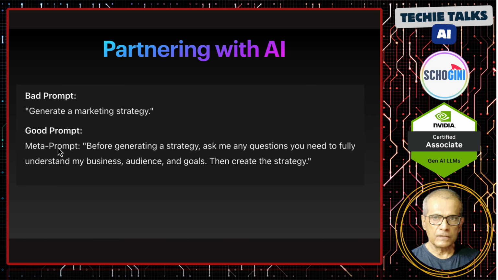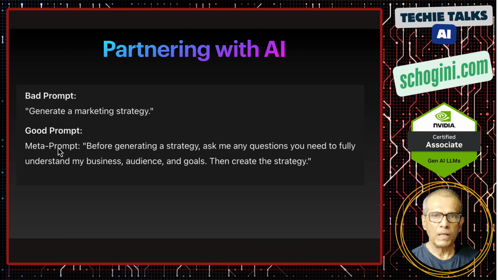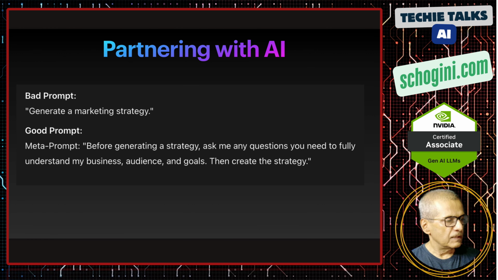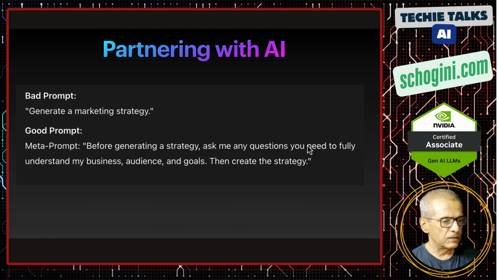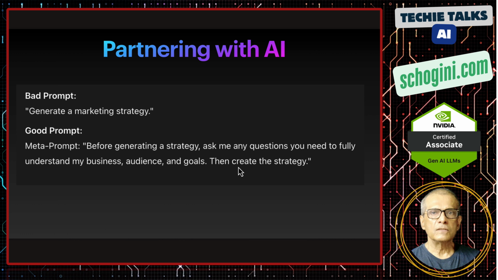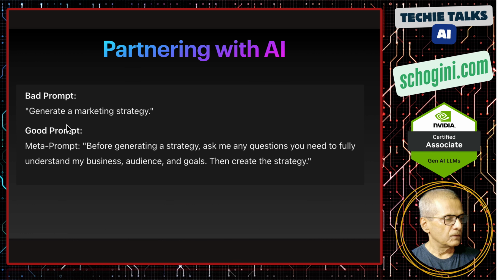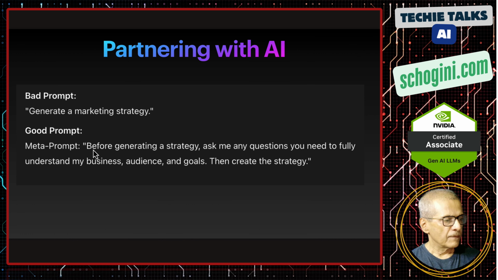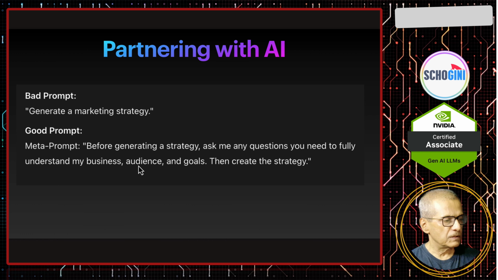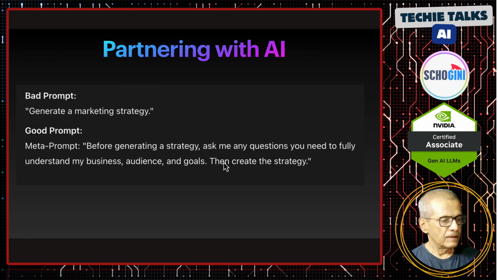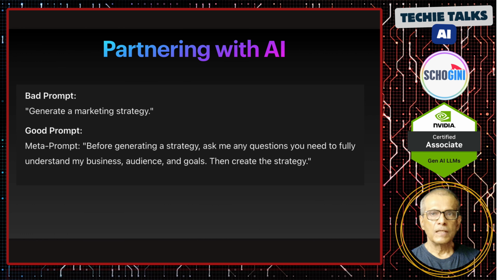Partnering with AI. So that is treating AI as a partner. Instead of generating a marketing strategy, you can use a meta prompt. Before generating a strategy, ask me questions you need to fully understand my business, audience, and goals. Then create the strategy. So you say, generate a marketing strategy. In continuation of that prompt, you can say, before generating a strategy, ask me any questions you need to fully understand my business, audience, and goals. Then create the strategy. That is called meta prompt.